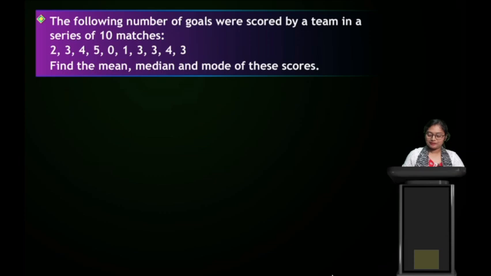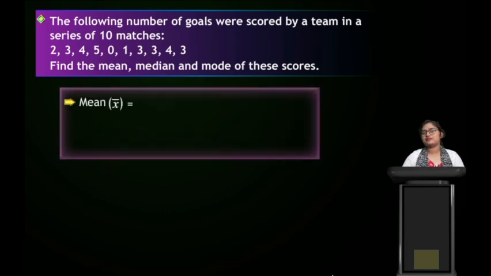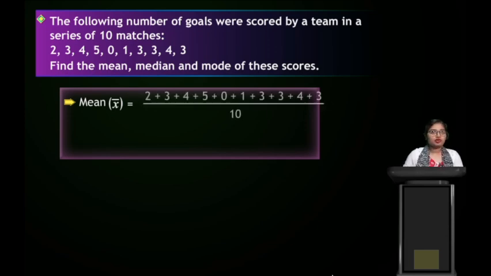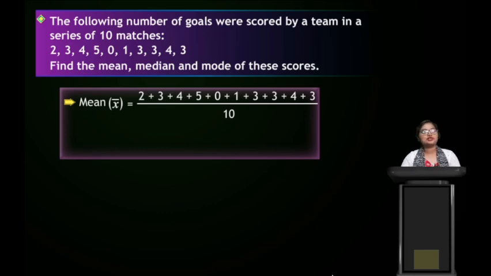So let's start that. So actually what is meant by mean? In the previous problem we have learnt the formula for mean, that is the sum of all observations divided by the number of observations. So here you can see 3, 2, 3, 4, 5, 0, 1, 3, 3, 4, 3. These are all goals scored by the team. So we have to add all these scores and then divide it by the number of matches. Here you can see it is 10: 1, 2, 3, 4, 5, 6, 7, 8, 9, 10. So the total number of observations is 10 here.